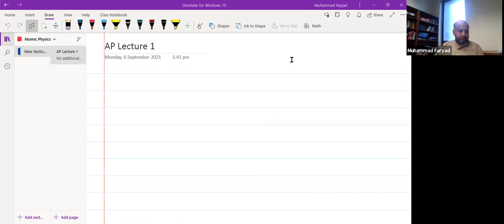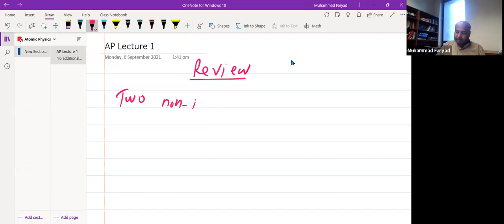Okay, so let me start with a review. This week we will be reviewing single electron atoms. And for that, let me start with a topic which is even simpler than that, which is two non-interacting particles.